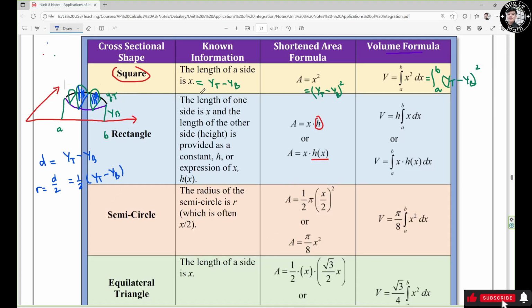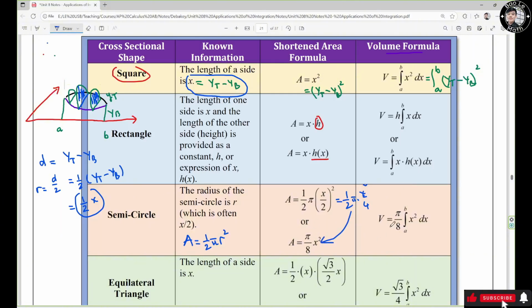R squared, right? Remember, in the first one right here, I let s be y top minus y bottom, right? So does that mean it's going to be 1/2 s? Then the area is 1/2 pi r squared, because this is the semicircle. So 1/2 pi r squared equals this one right here. I'm going to square this one, so it turns out to be 1/2 pi times s squared over 4. That's why I get this one right here, right?